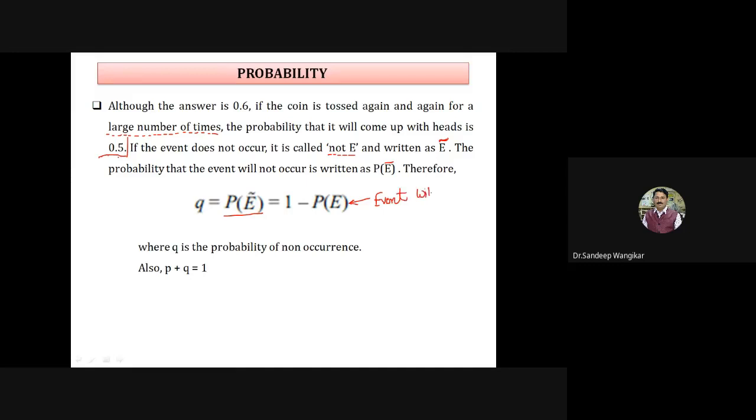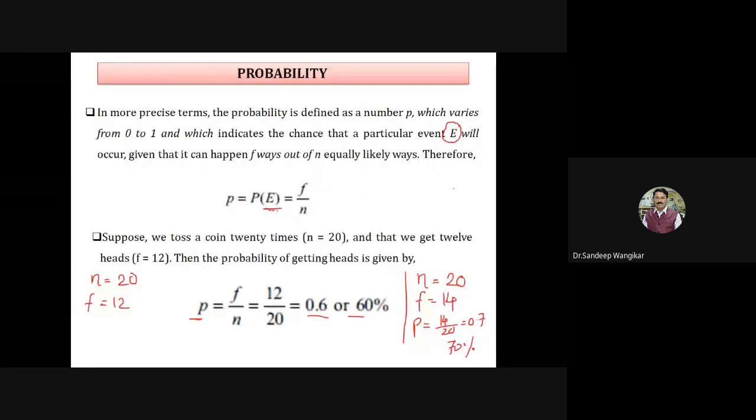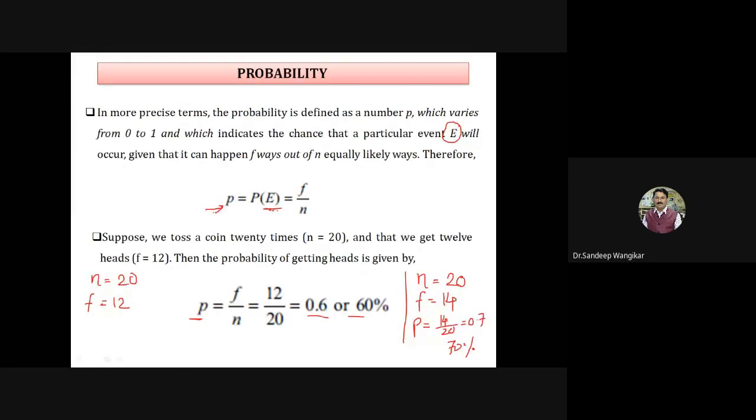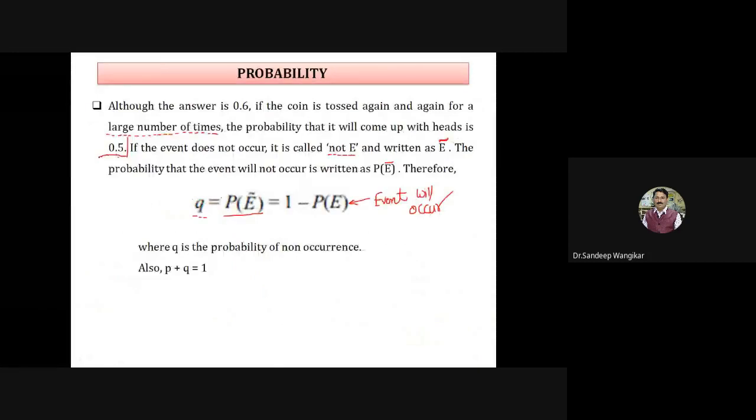the event will occur. We have already seen here that small p stands for the event occurring, and small q stands for the event not occurring. Ultimately q is the probability of non-occurrence, and p is the probability of occurrence of the event. And what is the probability of non-occurrence? It is 1 minus P(E), so 1 minus the probability of occurrence.